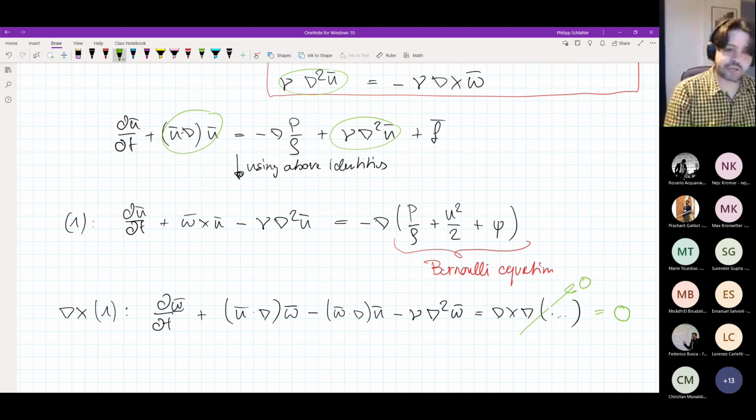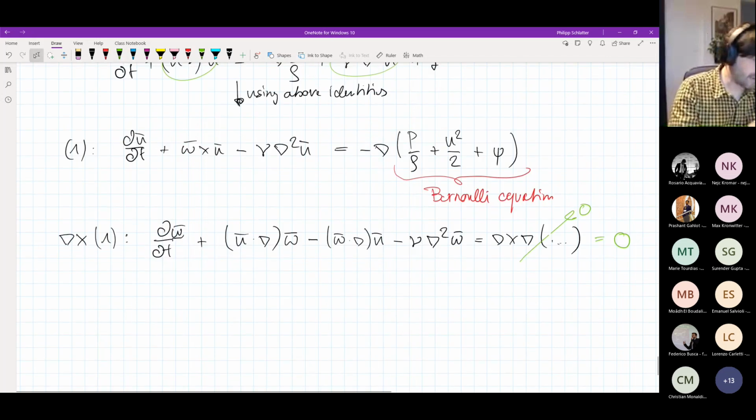In particular, what you can see here is that the pressure has disappeared, because the pressure, which was part in this Bernoulli part of the equation, has actually disappeared from the equations. So we have now written the Navier-Stokes equation without pressure.